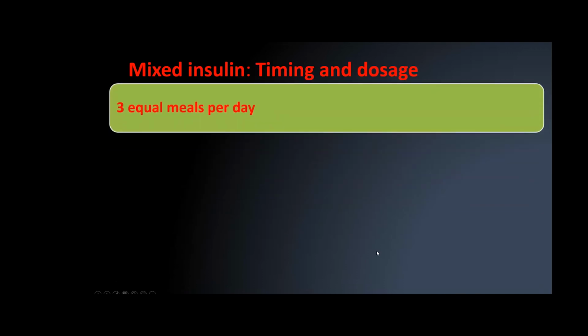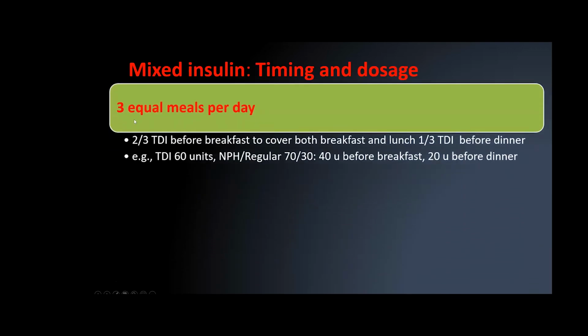So this is how you dose it. You use 3 equal meals a day, and then 2/3 before the breakfast to cover the breakfast and the lunch, and 1/3 before the dinner.